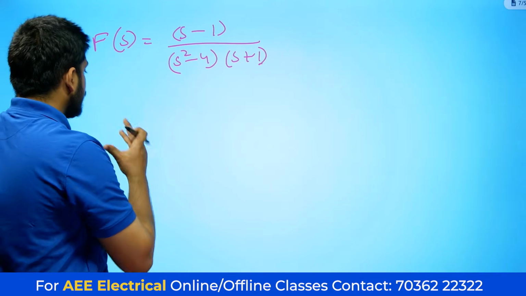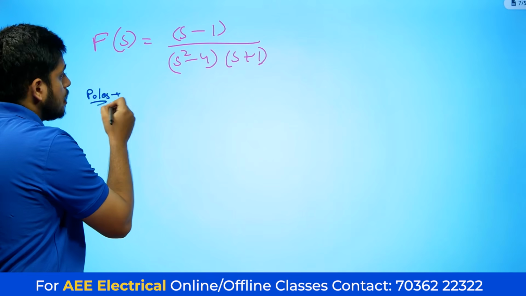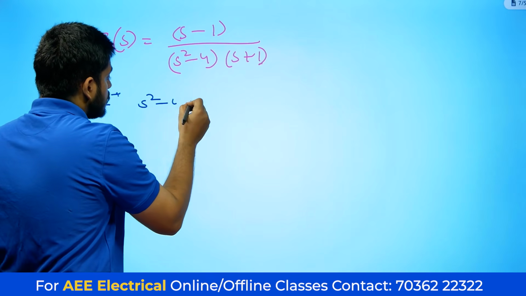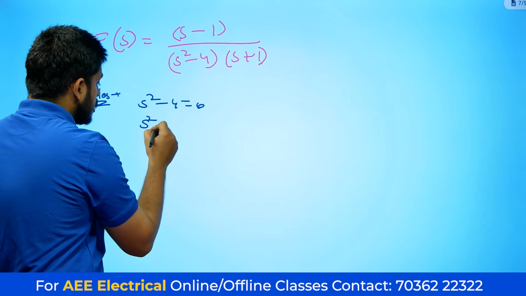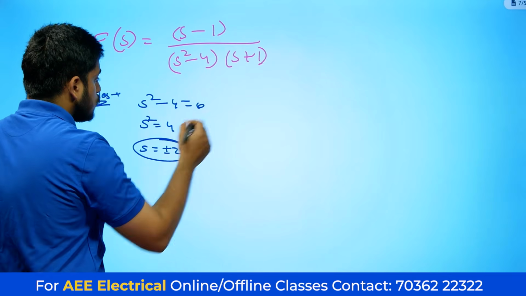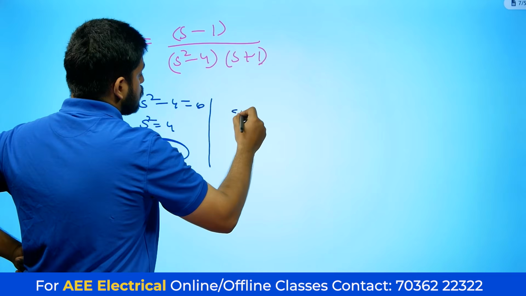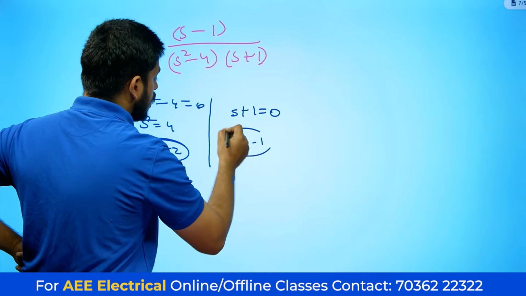Next, from this, let us find the poles. What are my poles here? Firstly, s square minus 4 is equal to 0. S square is equal to 4. S is equal to plus or minus 2. This is one part. And s plus 1 is equal to 0, so s is equal to minus 1. This is the other part.